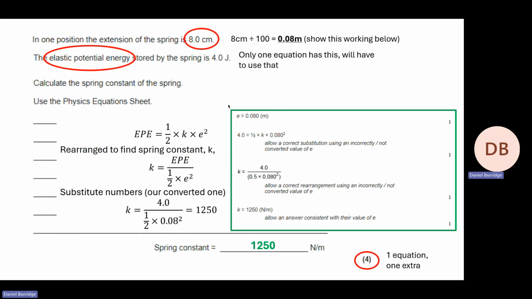What you'll see in italics below the second, third, and fourth one though, is it says allow a correct substitution using an incorrectly or not converted value of E. So even if you're not sure about the conversion, if you've pointed out that you need to convert and you've guessed at what you need to do, you might be right and you might get the final answer right and get all 4 marks. If you're wrong, there are no negatives to that. You can still get the other 3 marks.